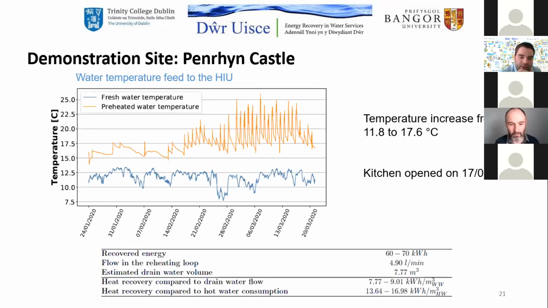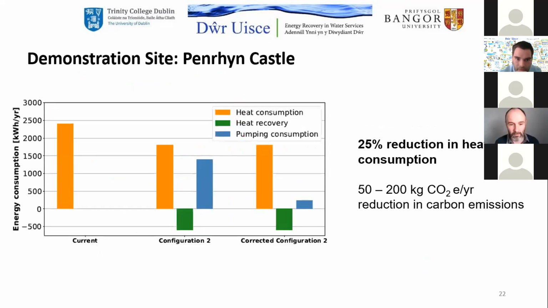That coincides with a heat recovery of around 8 kilowatt-hour per cubic meter of wastewater. This 8 kilowatt-hour per cubic meter of wastewater is typically the sort of data we use in the eco-design toolkit of the third part of this presentation. So using this second configuration of the heat recovery system reduced the heat consumption by around 25%.